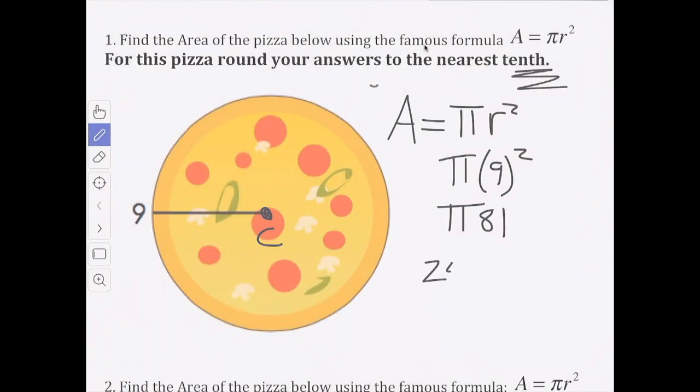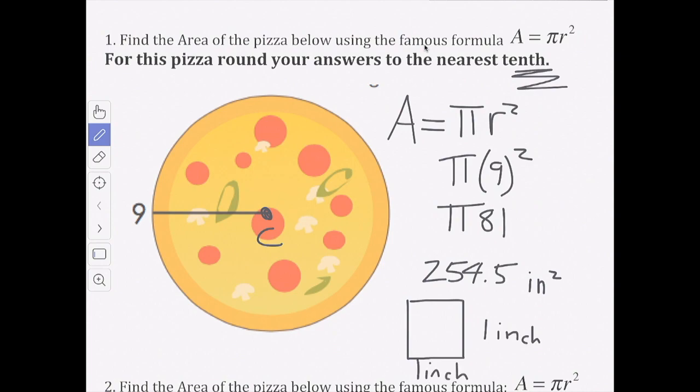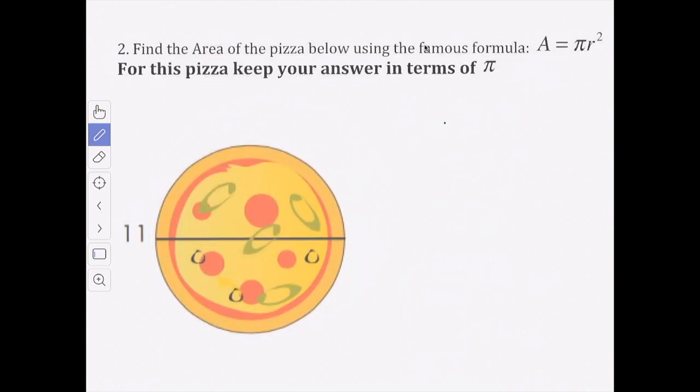So 254.5, and it would be measured in square inches. So a square inch is a 1 inch by 1 inch square of pizza, which is, this is not definitely drawn to scale because you might be on your phone or your iPad, but a 1 inch by 1 inch square of pizza is basically a bite of pizza. So in this pizza, there's about 254 or 255 bites of pizza.